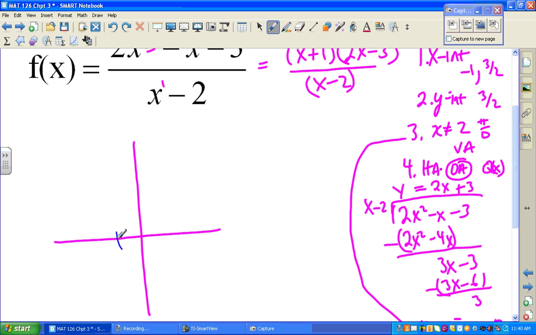Negative 1 and 3 halves for x. Y-intercept, 1.5. At 2, there is a vertical asymptote. There's an oblique asymptote at the line 2x plus 3. So there's 3. And then I make the dot going up with a slope of 2. 1, 2 over 1. So it looks something like this. It's got to hit right through there. It doesn't have to hit there.